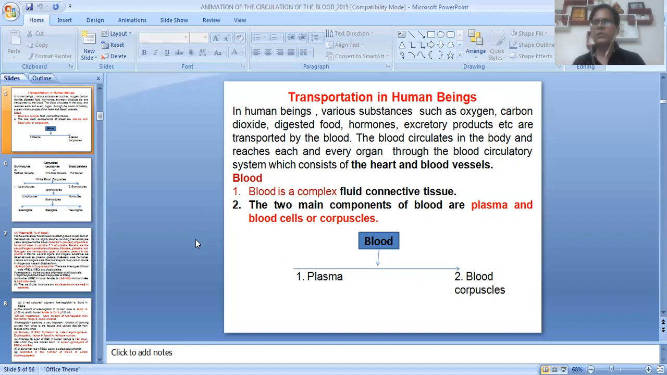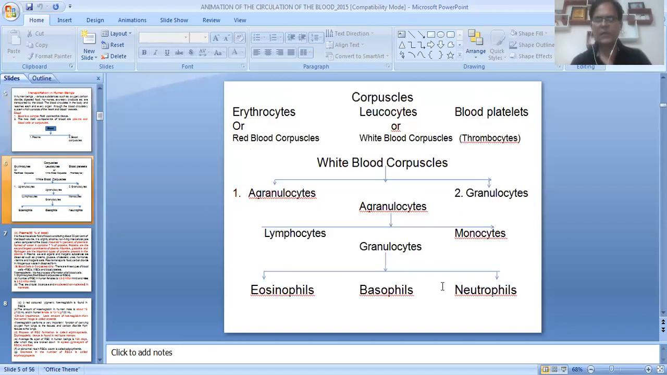You could be asked a question: what are the components of blood? So there are two main components of blood. One is called plasma and the second is called blood corpuscles. Right. So here I divided blood into two parts, plasma and blood corpuscles. Got it?